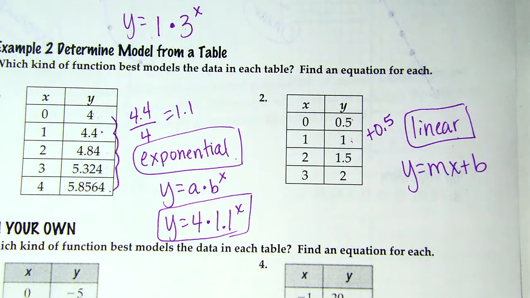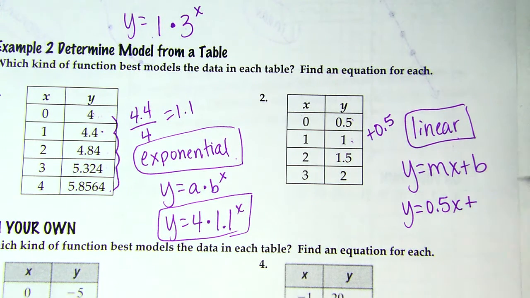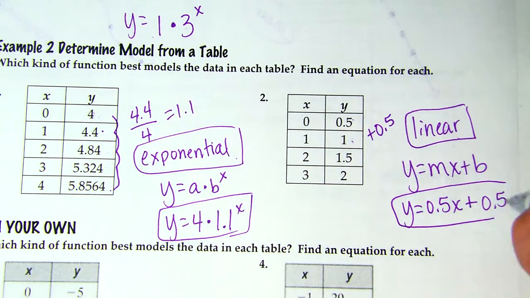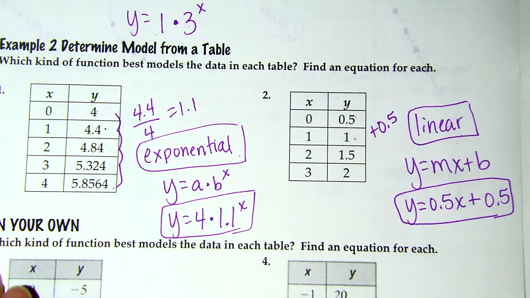M is the slope, which means the pattern. So that's our 0.5. And then B is the starting number. So the y when x is 0 happens to be 0.5 also. Those aren't always the same. It just happened to be. So you'll have a couple of those to try on your own in just a little bit. And we've got one more thing to do.